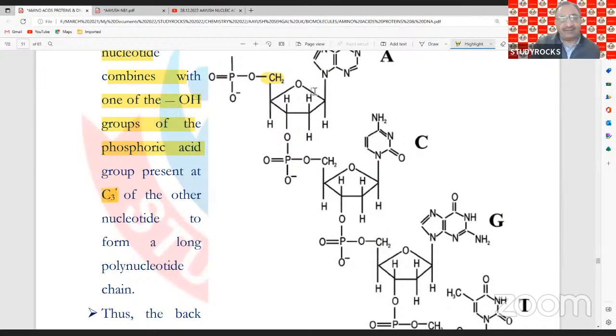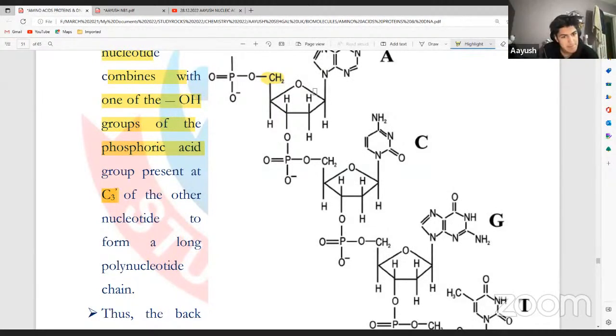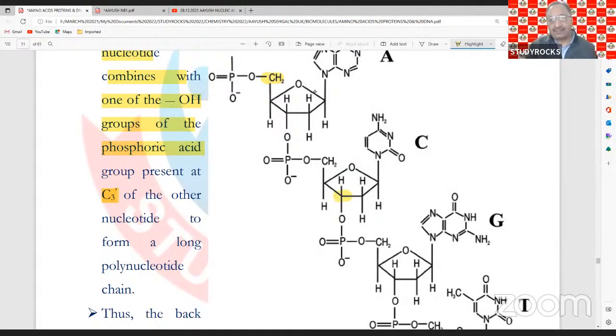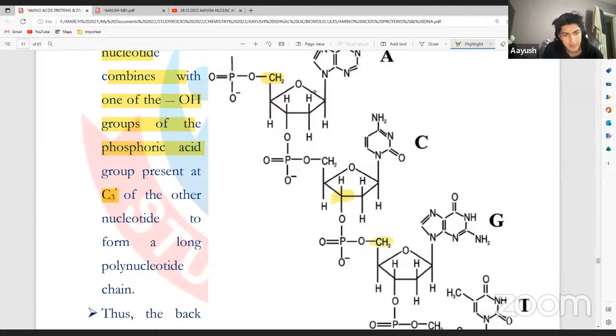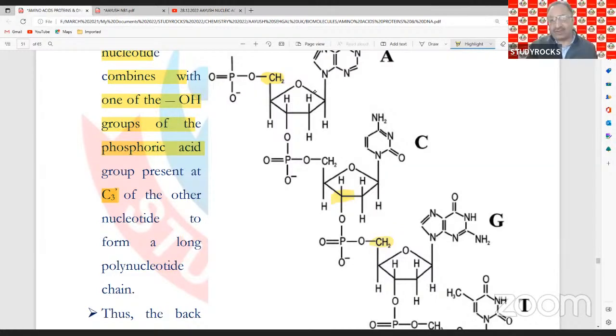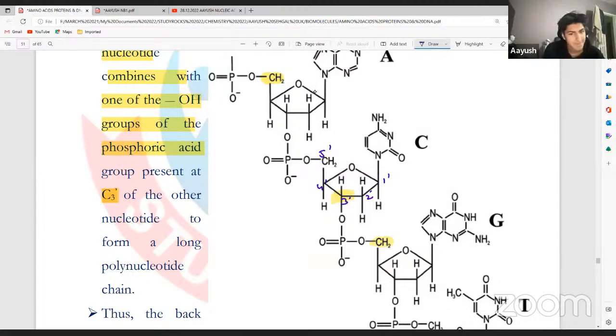At the C-3 end. The C-3 end is this much. This is C3, and this is C5. You understand this difference? Because numbering starts from this part: 1, 2, 3, 4, and 5. 1 dash, 2 dash, 3 dash, 4 dash, and 5 dash. Is it okay?